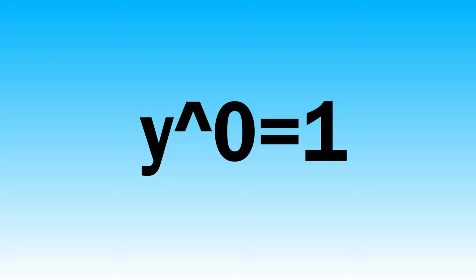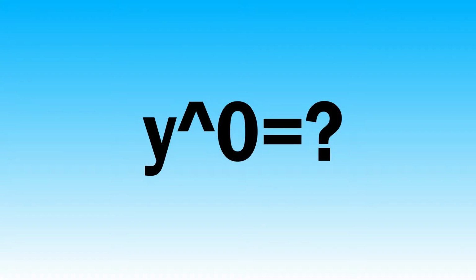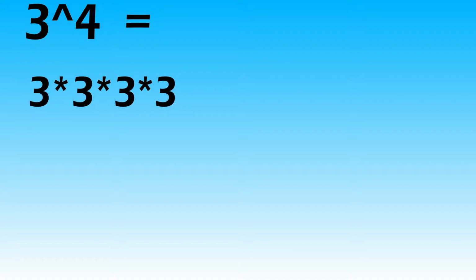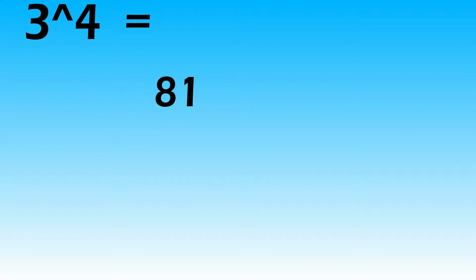For just a second, let's forget that we know anything to the power of 0 is 1. Let's put ourselves in the shoes of the mathematicians who were initially tasked with figuring out this conundrum. Let's take something like 3 to the power of 4. Well, that's 3 times 3 times 3 times 3. 3 times 3 is 9, 9 times 3 is 27, and 27 times 3 is 81. So 3 to the power of 4 is 81.